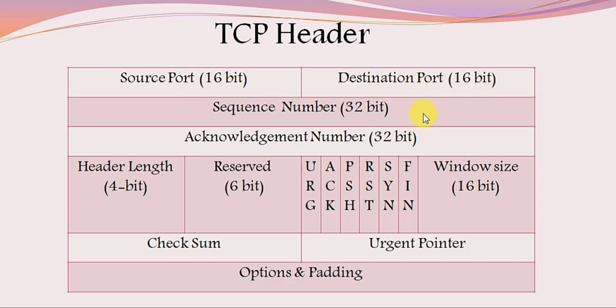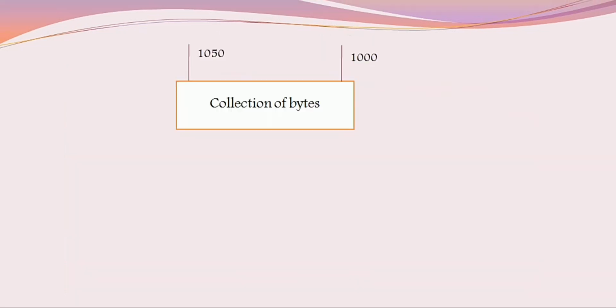Now the next row is the sequence number. As we know, in TCP every byte is counted, since TCP is a byte-streaming protocol. The collection of bytes we call a segment. Let us consider a segment and assume that the segment size is 50 bytes. The starting number of the segment is 1000 and the ending number is 1050, so the size of the segment is 50 bytes.